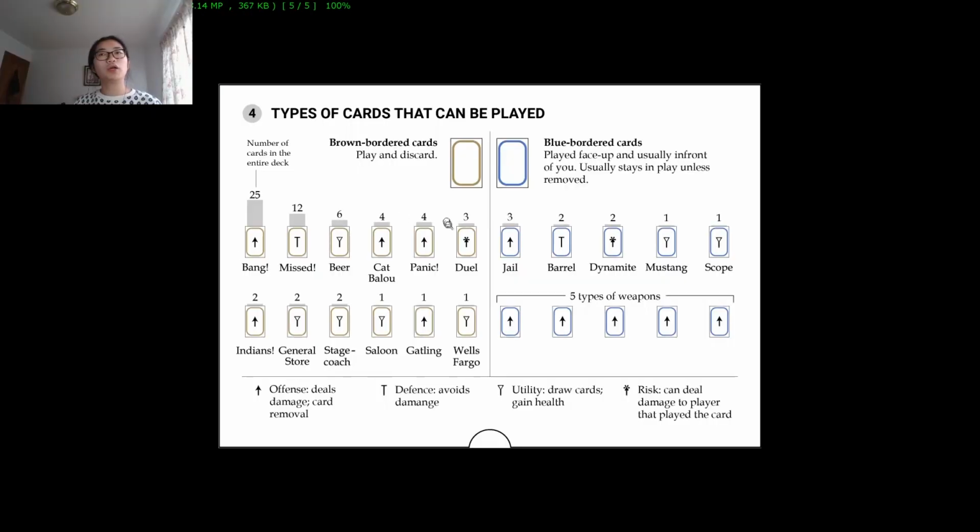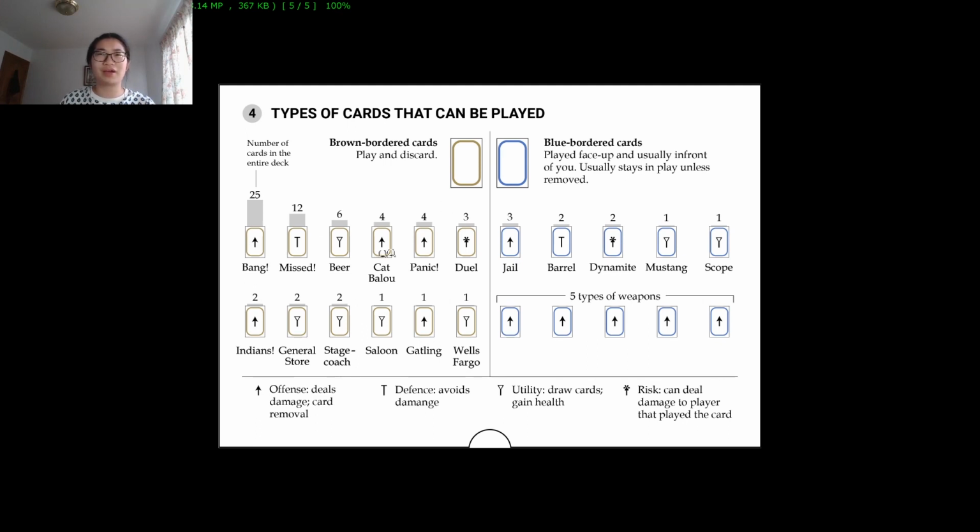In total, there are 12 different brown bordered cards, and what I did was create a histogram. I organized all the cards, and I learned after I played this game many times, probably at least 100 times, which card was the most common.